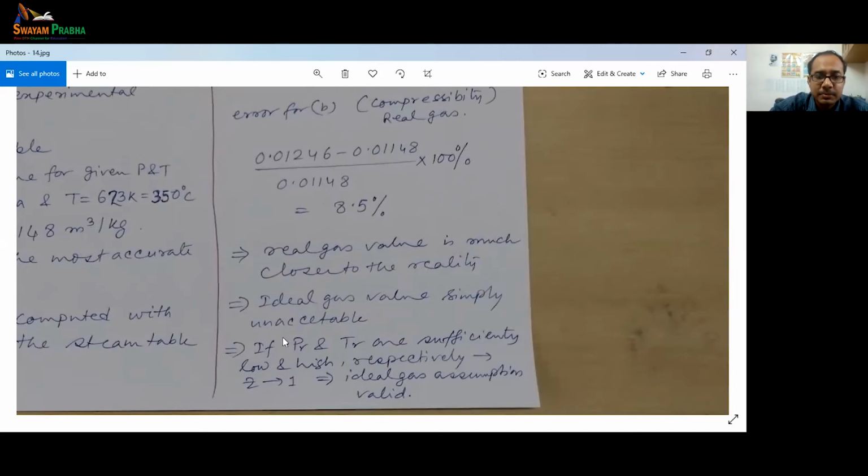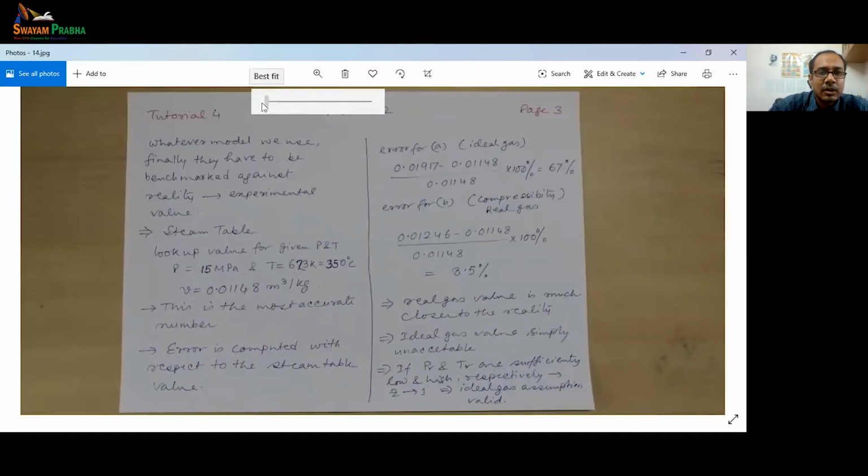And we can see that this PR and TR are not low and high enough. I mean, PR should be sufficiently low and TR should be sufficiently high to get the ideal gas value. If we take very low pressure and very high temperature, then we'll see that this compressibility factor will be very close to 1. So that means the ideal gas value will be valid. So that's the compressibility factor problem we have looked at.